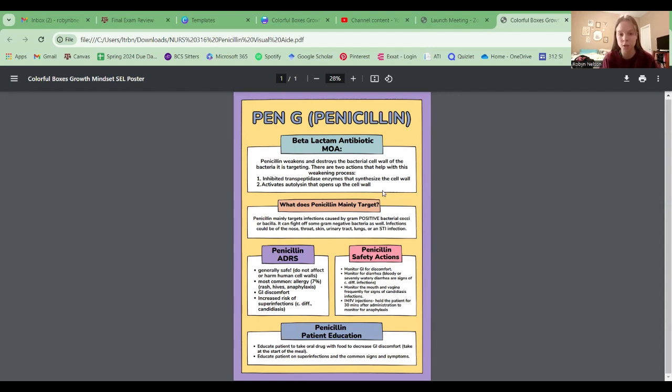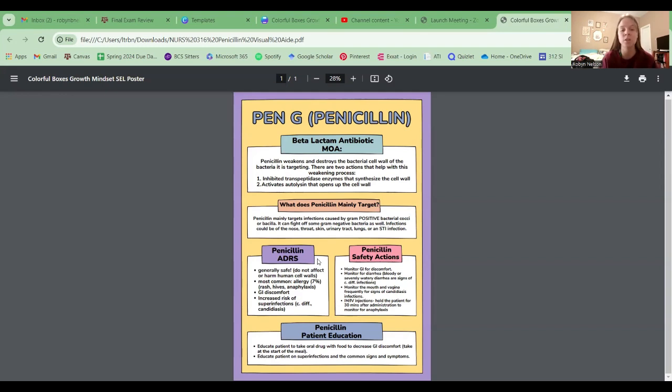So what does penicillin mainly target? It's mainly targeting infections that are caused by gram-positive bacteria, cocci and bacilli. It can fight off some gram-negative bacteria, but mainly it's targeting gram-positive infections. The infections I'm talking about are things like the nose, the throat, the skin, urinary tract, the lungs, and then some STI infections as well that are caused by gram-positive bacteria.